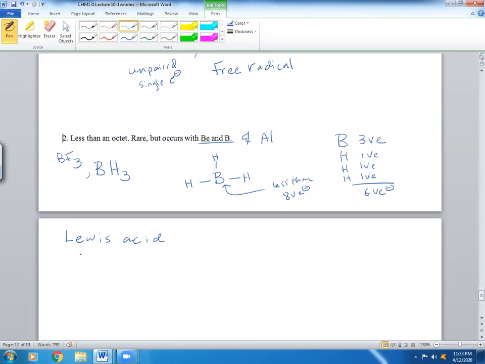Okay, so you might say, well, what about BF3? Okay, B, F, F, and F. So 3, 7, 7, 7. Okay, 7 times 3 is 21, plus 3 is 24. Put the dots. Okay, that's 24. Well, here it is. Still has less than an 8. But you're saying, well, we have lone pairs. Why can't we do a double bond?